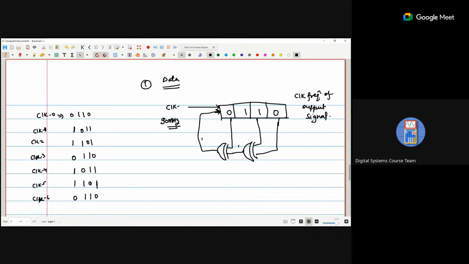So with the output, you can see that this clock is 0. Now the data will repeat after 3 clock pulses. So what is the clock frequency of the output signal? It is f divided by 3. 90 divided by 3 is 30 megahertz.